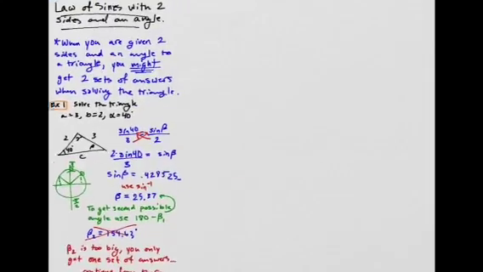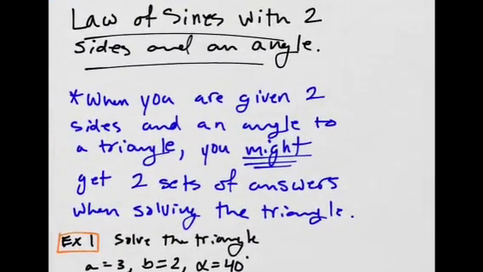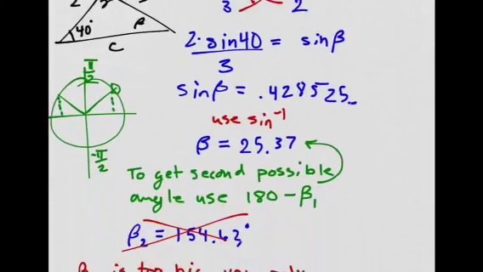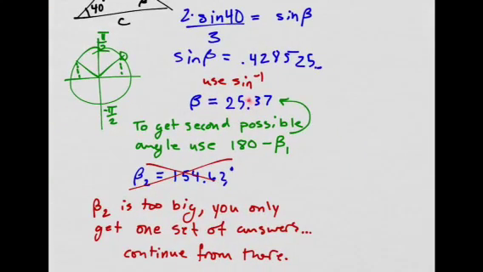But the moral of this story is when you have two sides and an angle, you might get two sets of answers. When do you get two sets of answers? When beta adds with the existing angle to less than 180, and when beta 2 adds to the existing angle and is also less than 180. If beta 2 isn't working out, then you only have one set of answers.